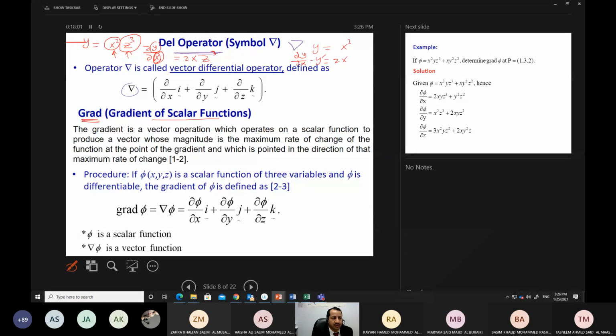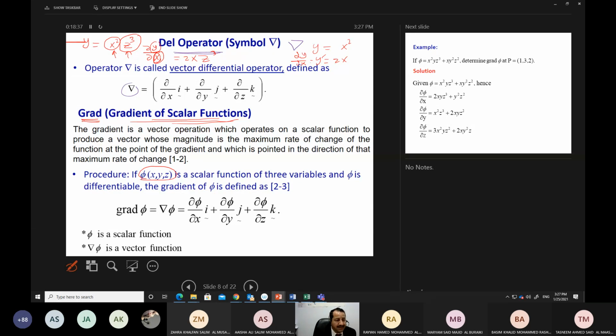Okay. Now let's use this del in the first operation, which is called gradient. Gradient of a scalar function. It means you are going to be given a scalar function with x, y, z as an example, and then you find the gradient. There are many applications for the gradient, you will find them in different applications, and the procedure is very simple. You are given a function, as an example phi of x, y, z, which is scalar.